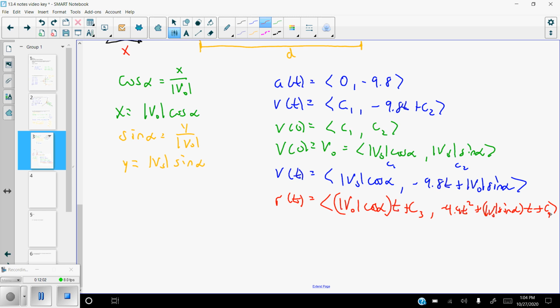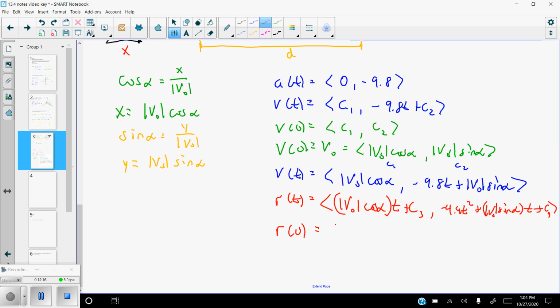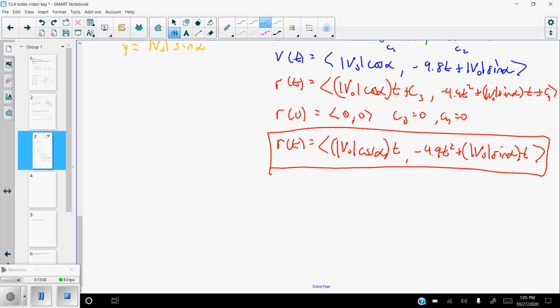Okay, and now we need to figure out the C values. That one's probably the easiest one because the initial position of this thing, r at 0, is going to be 0, 0. It started at the origin, which hopefully you can see on there. So that just means that 0 and 0 are your C values. So C3 equals 0, C4 equals 0, which means that r of t is going to be magnitude of the initial velocity cosine alpha times t, negative 4.9 t squared plus magnitude of the initial velocity sine of alpha t. And this is a formula that you may or may not have seen, whether or not you've taken physics. That's how you find the x component and the y component of the position of a projectile.